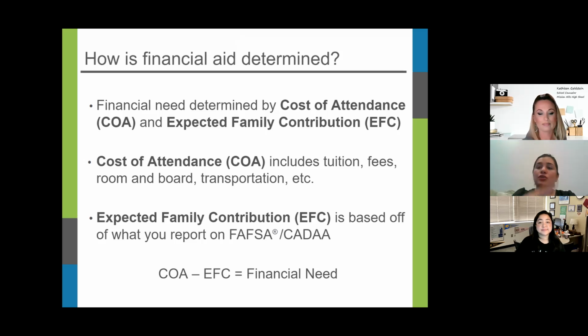So what you do is cost of attendance minus the expected family contribution, and that will give you financial need. Based on what you qualify for, they will cover that financial need with grants, loans, and work study.